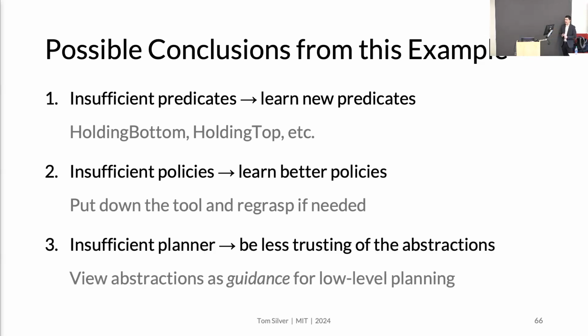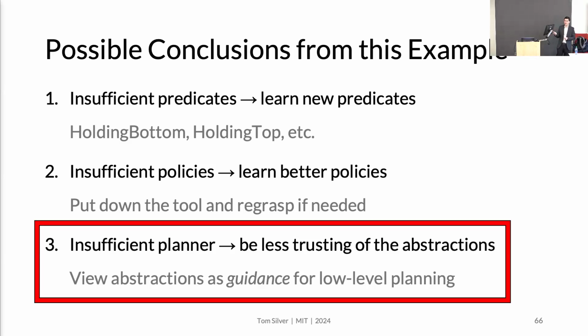So instead, what I'd like to focus on here is a third interpretation, which says that really it's the planner that's to blame in this example. The problem is that the planner is trusting the abstractions that it has too much in the way that I've described it. So what we should do is go back to viewing these abstractions as a kind of guidance for low-level planning instead of a replacement for thinking at all about the low level once you've done the abstraction. So let's zoom in a little bit more on this third interpretation.